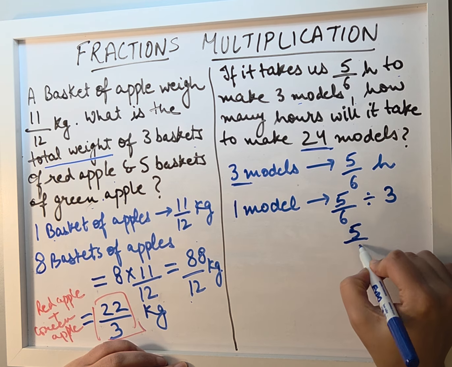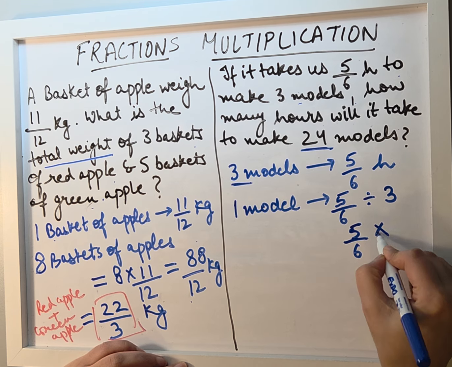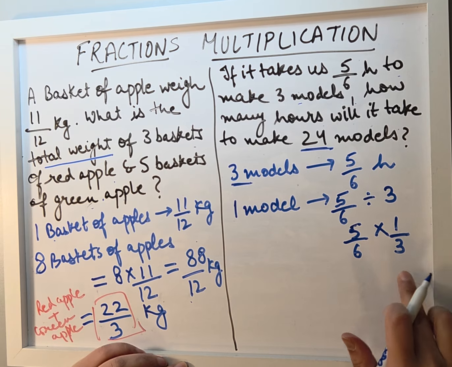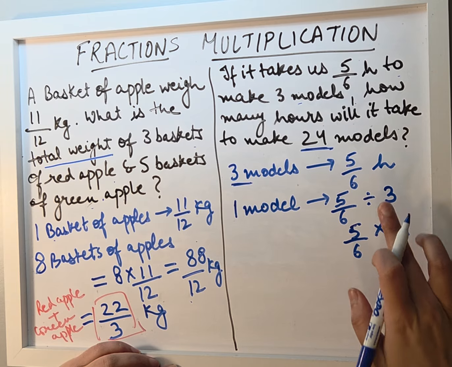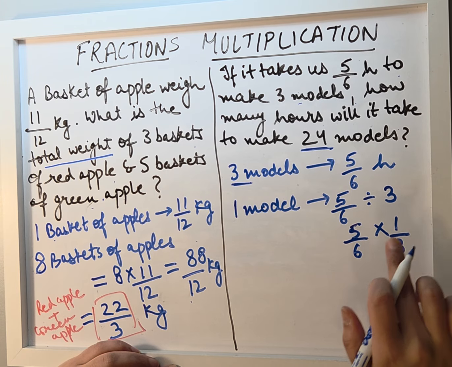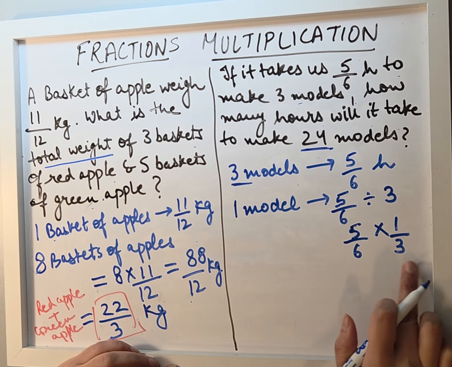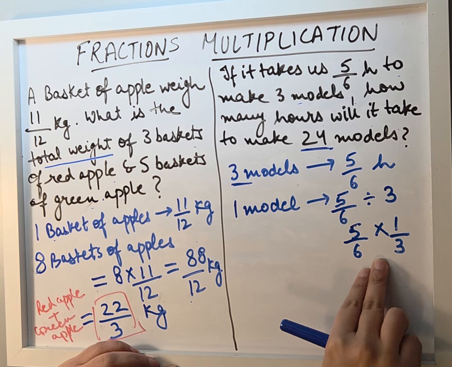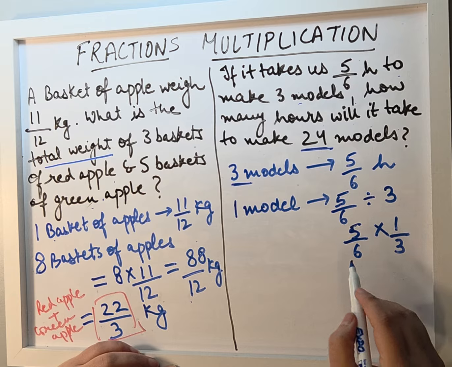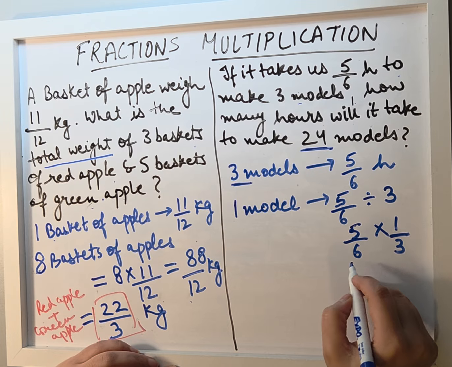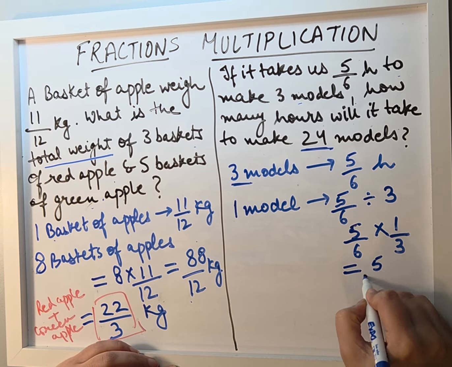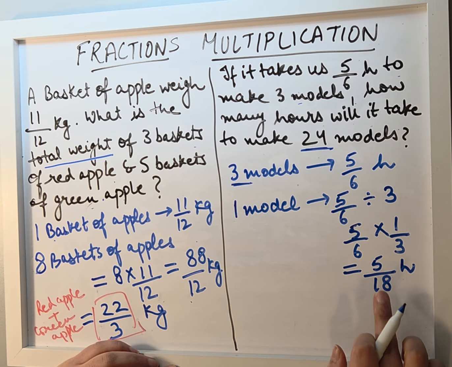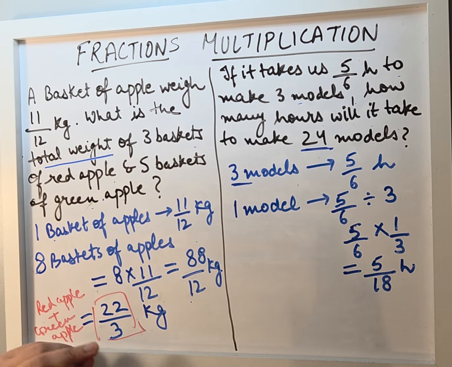Because 5 by 6 divided by 3 can be written as 5 by 6 into 1 by 3, because multiplication is the opposite of division. So now we know, because this is in the denominator, so the denominators get multiplied together and numerators get multiplied together. So we get 5 ones are 5 and 6 threes are 18. So it takes 5 by 18 hours to make one model.